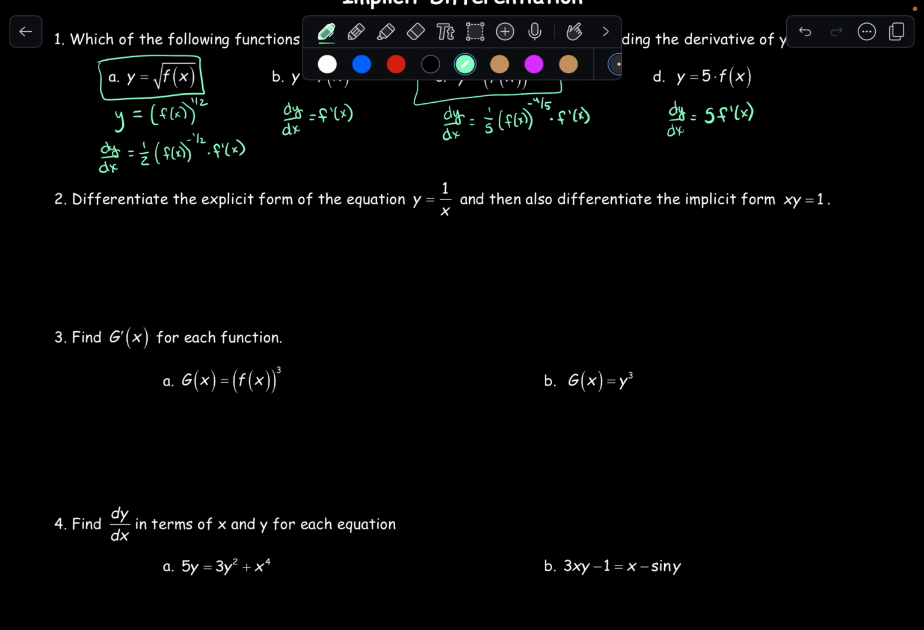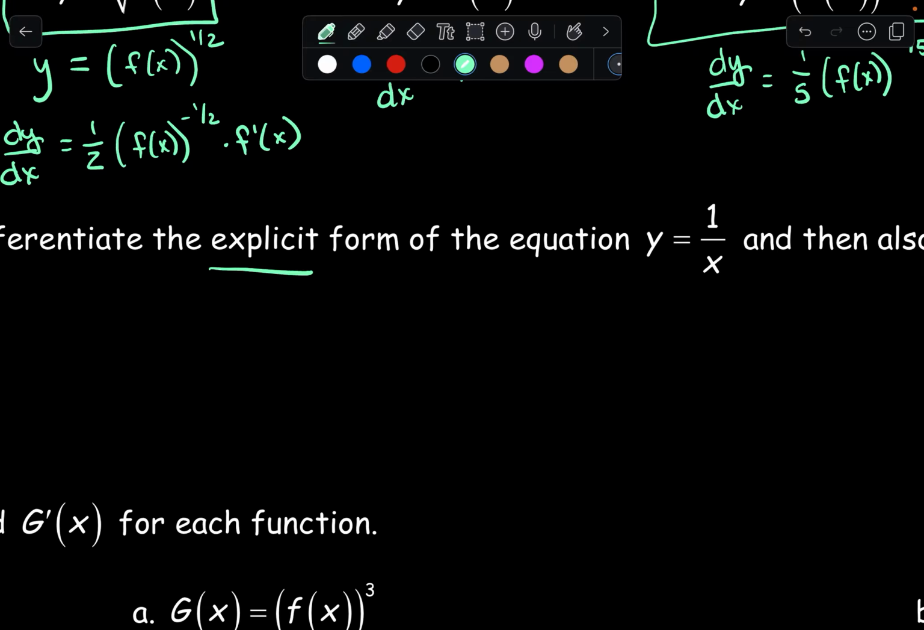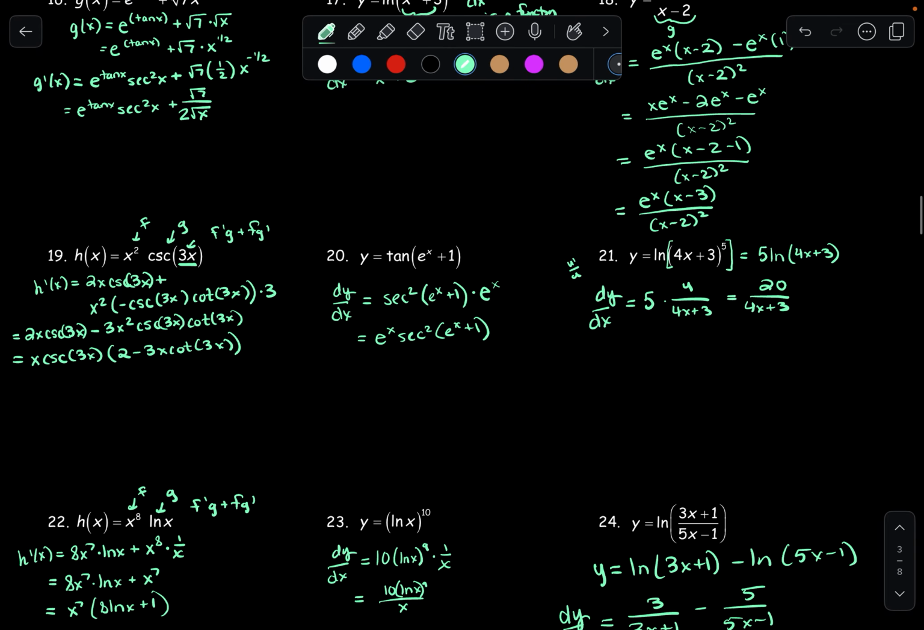Now going a step further, number 2 says differentiate the explicit form of the equation y equals 1 over x, and then also differentiate the implicit form xy equals 1. Basically, why we're doing this is still preparing us for related rates using implicit differentiation, because we will be using algebraic manipulation to change equations so that we can solve for what is in dy dx. Now, differentiating the explicit form, we've been doing that. We just don't say it because it's implied, because y is already isolated. But at the top, all these examples, they are explicit.